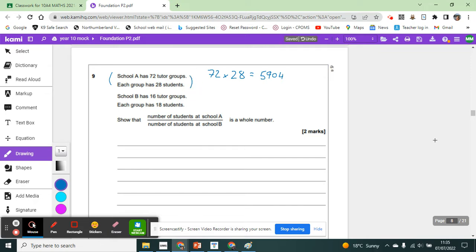School B has 16 tutor groups. Each group has 18. So 16 times 18. So again, 16 times 18, I'm going to put that in my calculator. And I get 288.